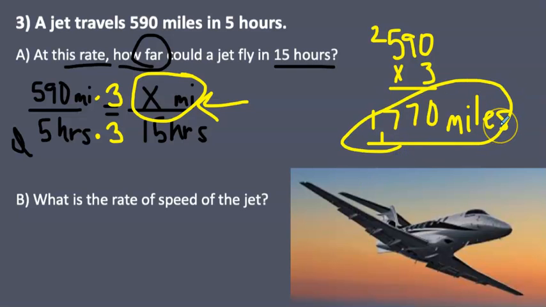Now let's just think about the if situation. At this rate, how far could a jet fly in 15 hours? Well, this is a distance, so that seems to make sense. So 1,770 miles in 15 hours.